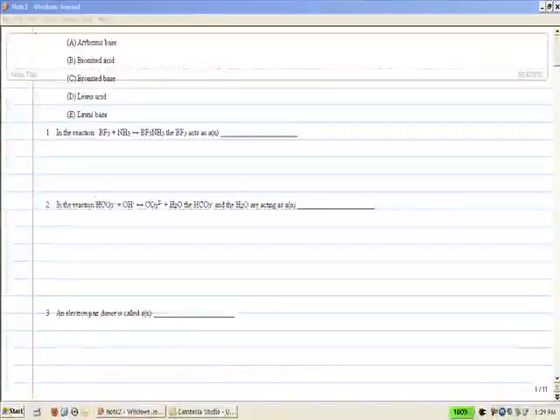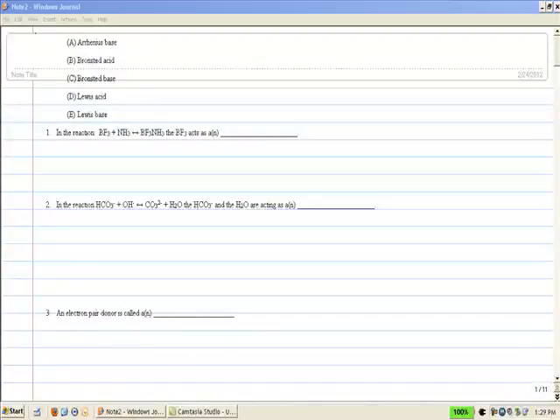This is the review for chapter 16 and 17. We've got here three questions that all relate to our three choices up here. So first of all, let's just do a quick review of acids and bases.